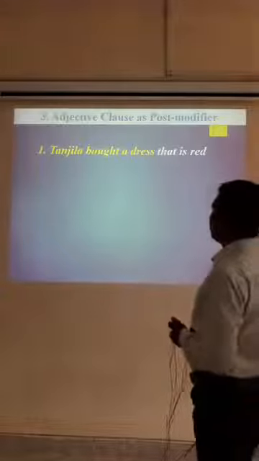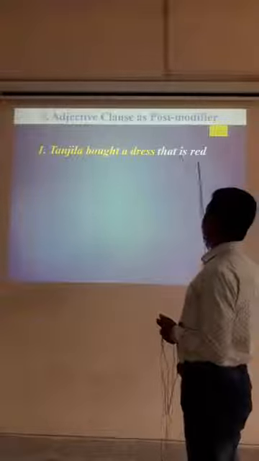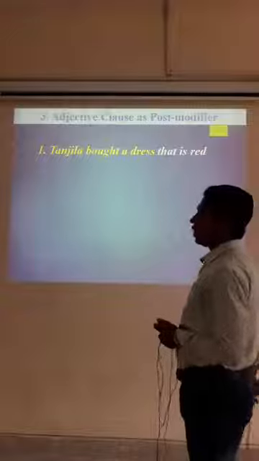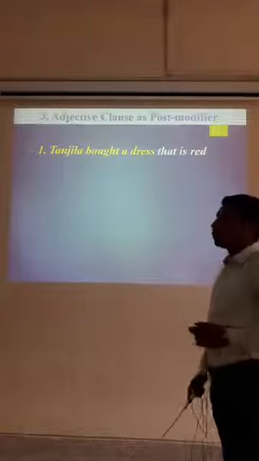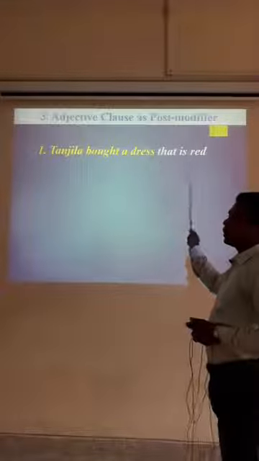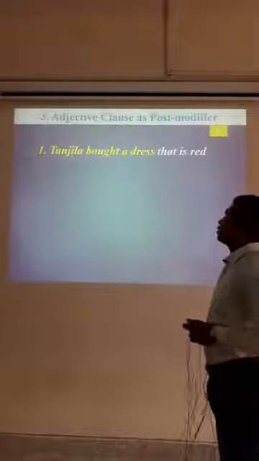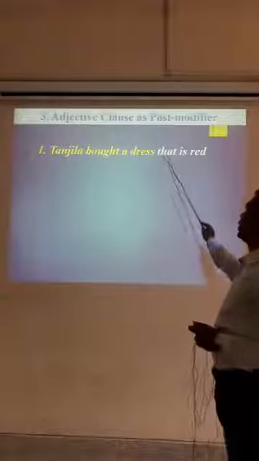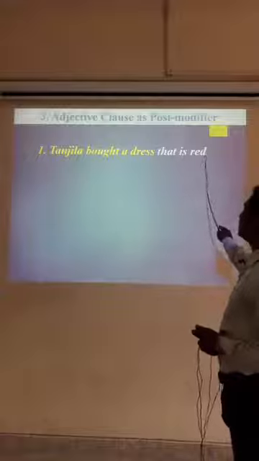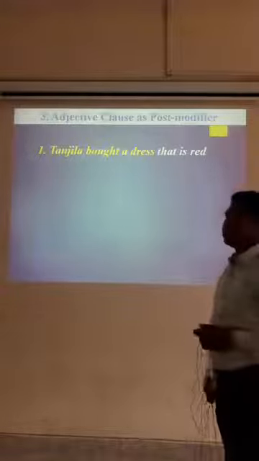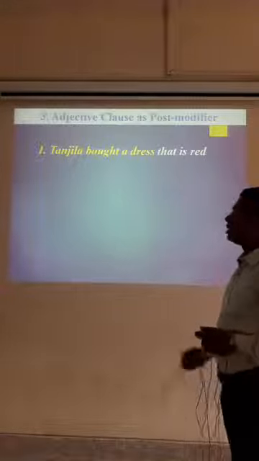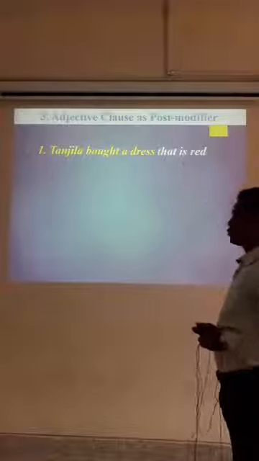Number 1, Tanjila bought a dress that is red. That means "that is red" is a clause. Sitting after the word dress, it indicates something about the word dress. So "that is red" is a clause and it is an adjective clause. For this reason, it is used there as post modifier.